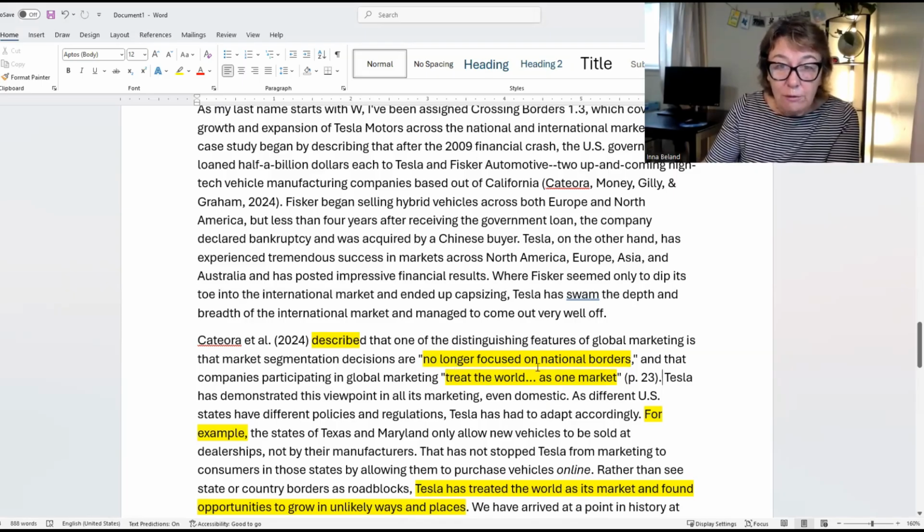"Decisions are no longer focused on national borders." Very good. Very strong concepts, that the market becomes global. So, no longer focused on national borders. Very good. And here, "treat the world as one market." Again, it's the same. Very important words were selected to use as direct quotes. Very good.